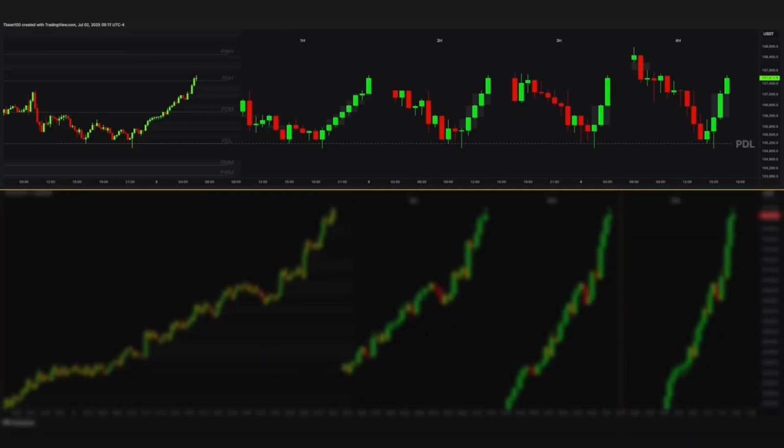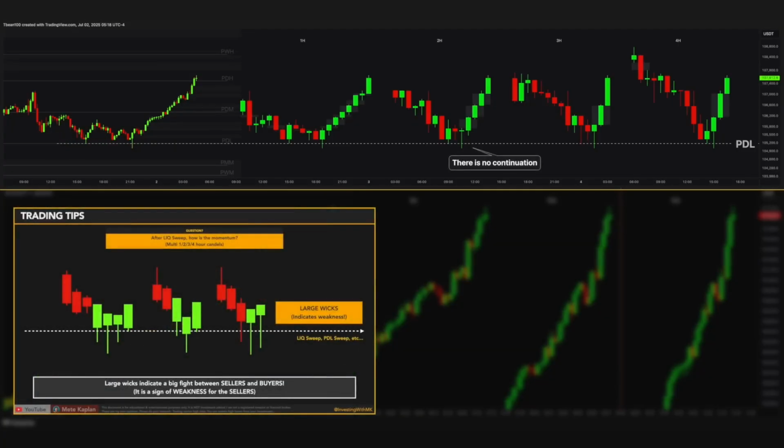As you notice, price sweeps the PDL, the previous day low, the institutional level. Then watch what happens. Price rejects the area with large wicks. You can see it in all the time frames. With hourly charts, there is no continuation. This is the first sign of weakness in the trend.